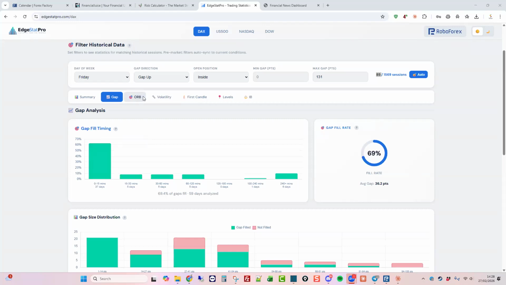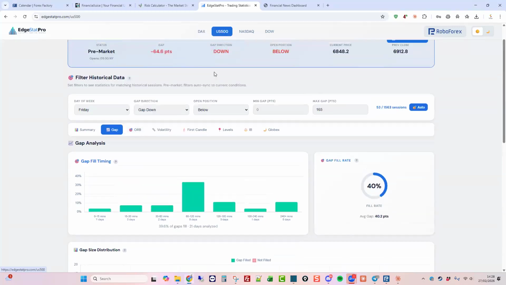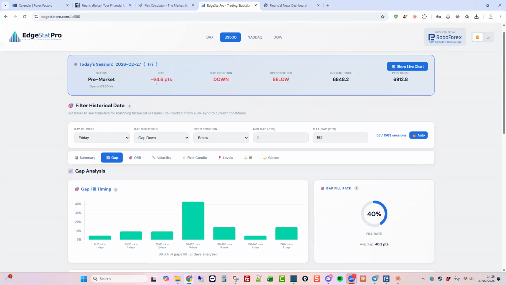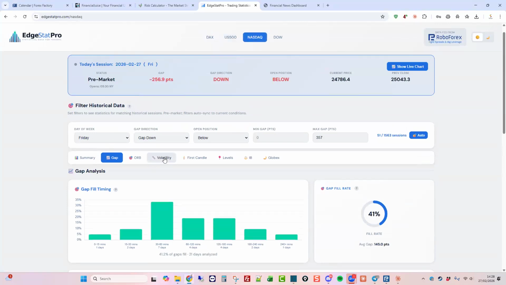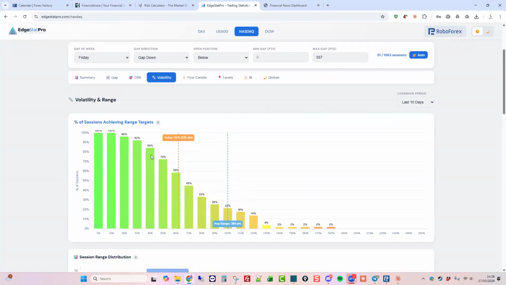Yeah. So this is what this is for. The S&P 500 is about to open. We are 64 points down. Let's look at the NASDAQ. We're 256 points down. So today we have already done 62% of the average session range. The average session range is 364.